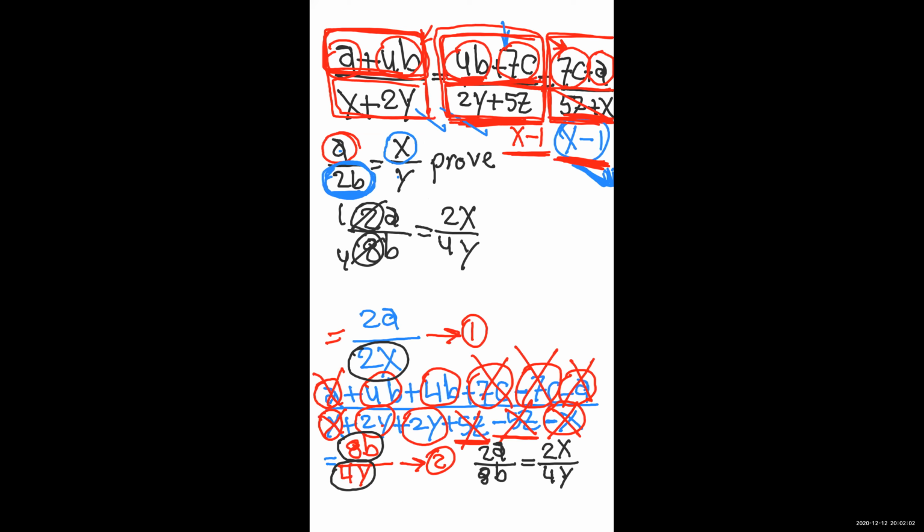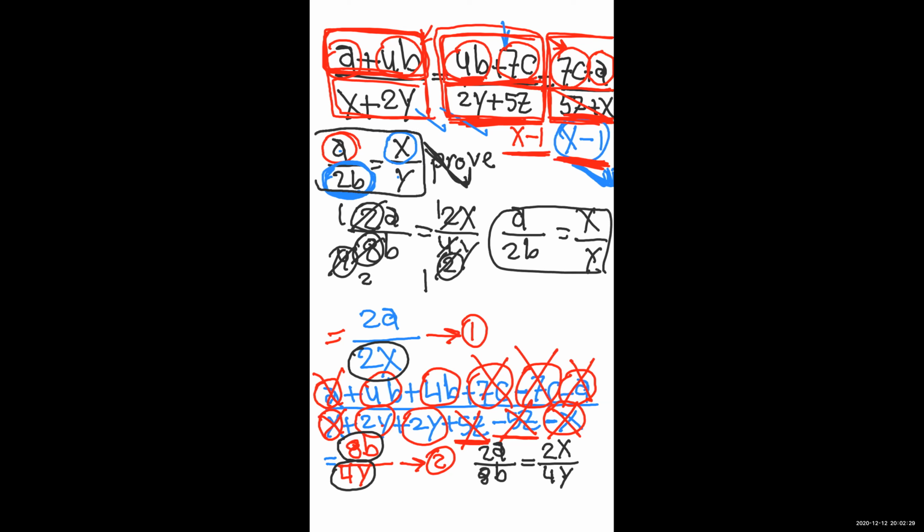And this one, 2 and 4. Okay? So I will simplify this one. It will be 1, and this one will be 2. Now, simplify also this 2 and this 4. So 2 equals 1, 4 equals 2. So this means a over 2b will equal x over y, which is the required in this question. Prove that a over 2b equals x over y.